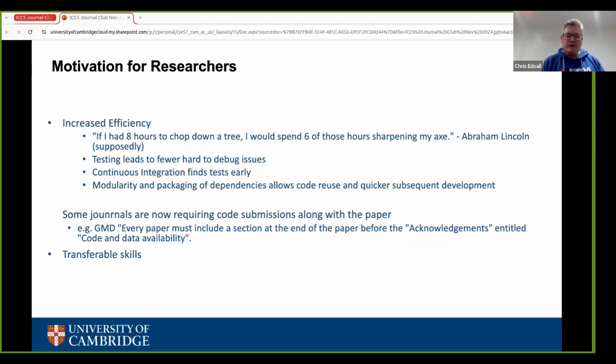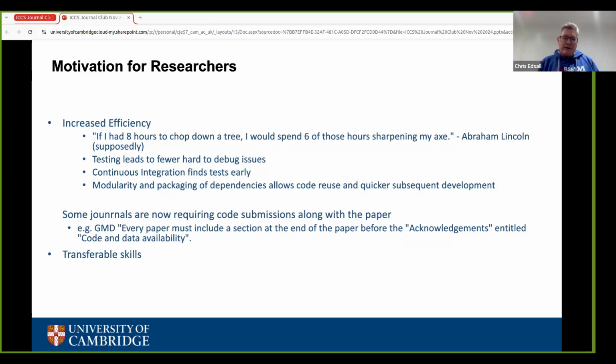The quote there is apparent. I did a little research this afternoon to see if I could verify that, and quote investigators say it should not be attributed to Abraham Lincoln. He probably never said, "If I have 8 hours to chop down a tree, I would spend 6 of those hours sharpening my axe." But it's a good idea.